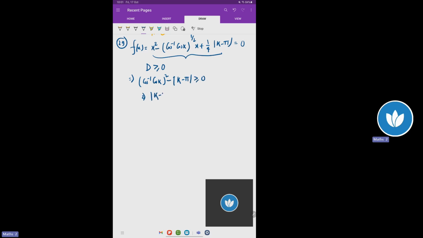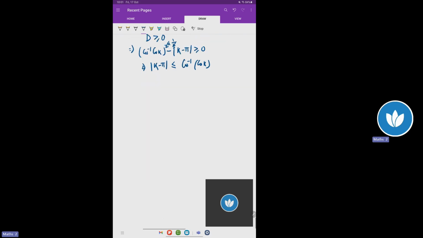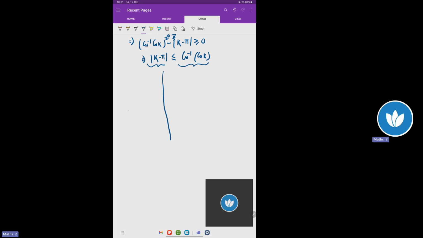So cos inverse cos k, this should be less than or equal to, sorry, this is 2 into half mod k minus pi. Now obviously we have to solve this. We have to make the graph of the two. So let's suppose instead of k there is an x.